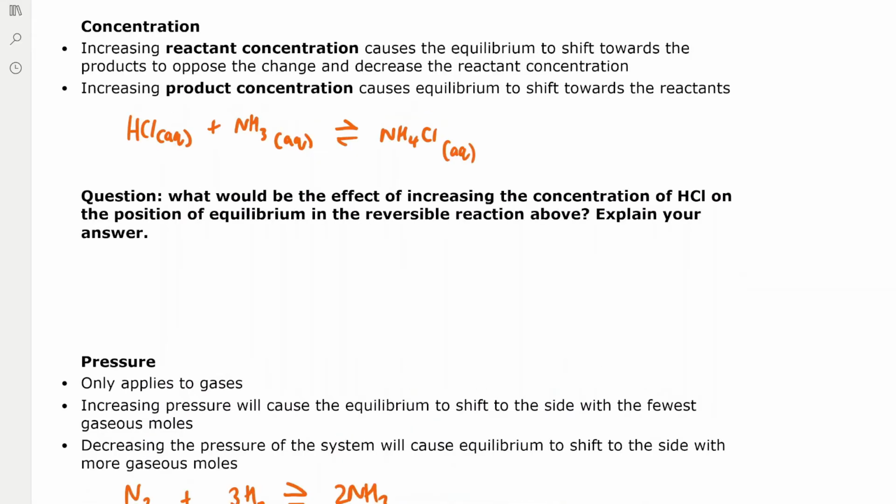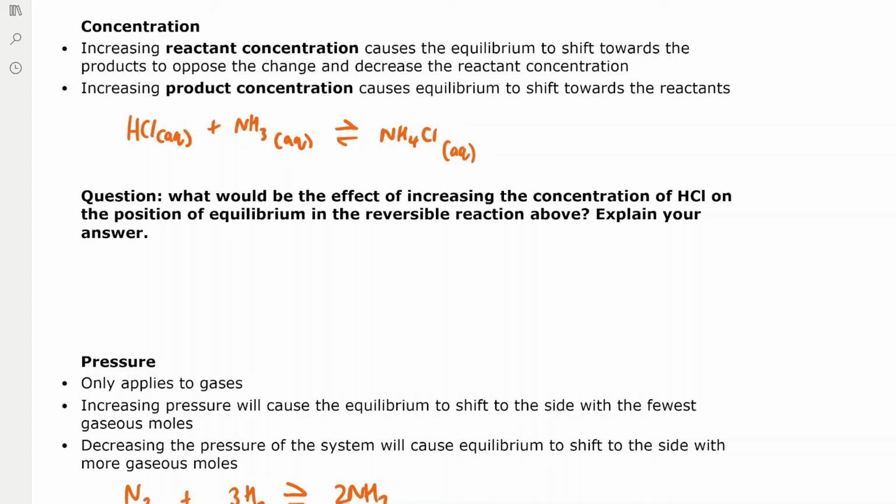So, changes in concentration. Increasing the reactant concentration causes the equilibrium to shift towards the products to oppose the change and decrease the reactant concentration. And on the other hand, increasing product concentration causes the equilibrium to shift towards the reactants. So you have to think, what opposes this change?